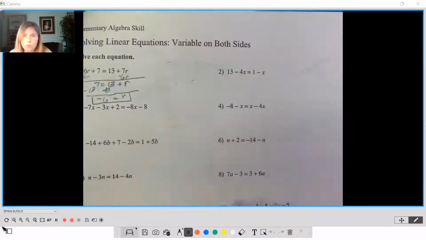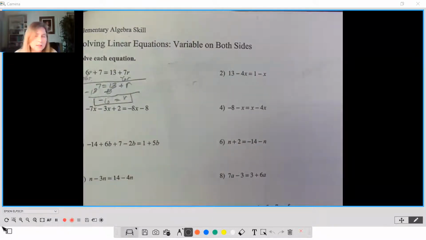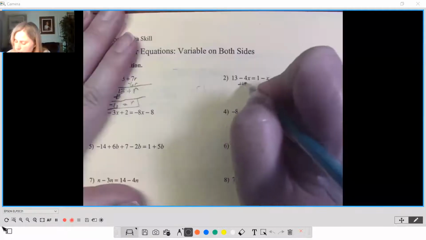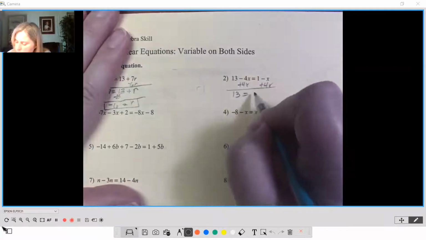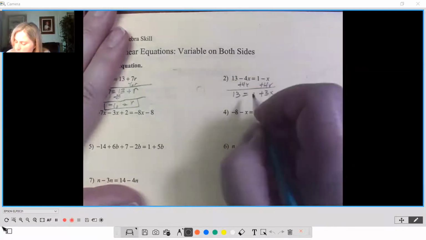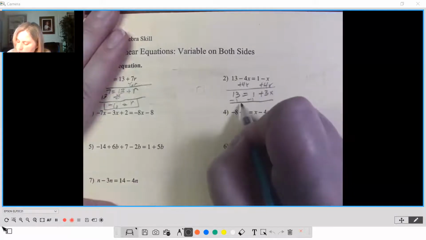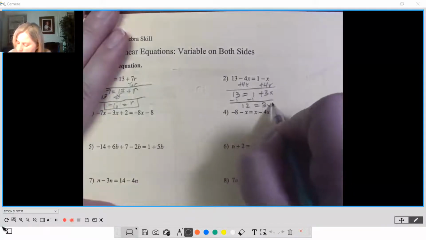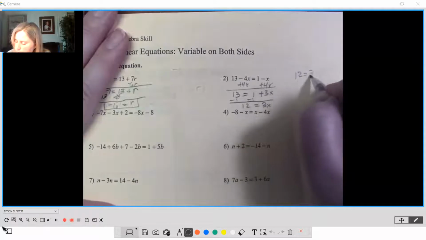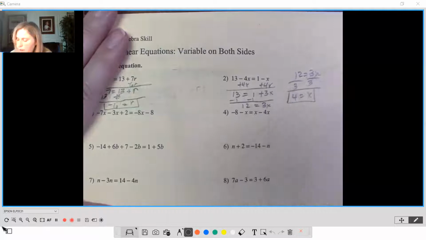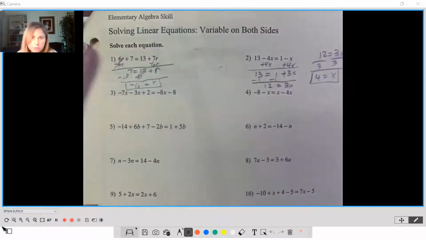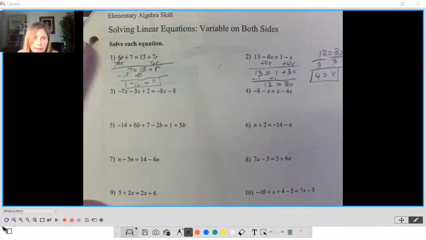And then number 2, we are going to again get all of our variables together on the same side. We will add 4x to each side. That gives us 13 equals 1 plus 3x. And then we subtract 1 from each side to get 12 equals 3x. Then divide each side by 3 to get 4. So x equals 4.